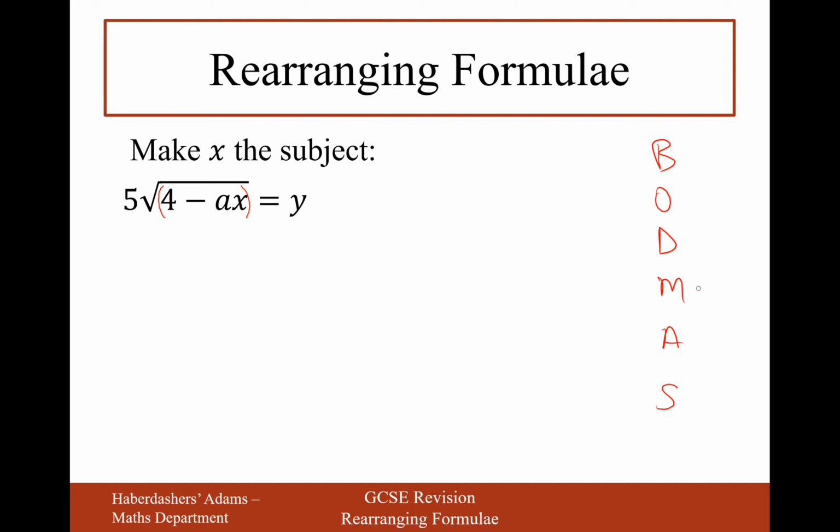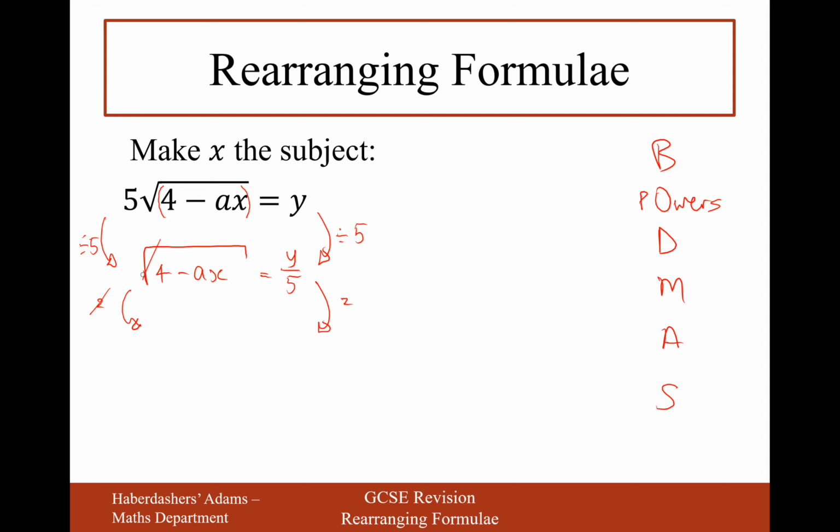So the first thing I'm going to undo here is the multiply by 5 on the outside. So the first thing I'll do here is divide both sides by 5. Divide by 5. So it's going to be square root of 4 minus ax equals y divided by 5. The next thing I'll do going up is sort out my powers. So I'm going to square both sides to get rid of this square root.